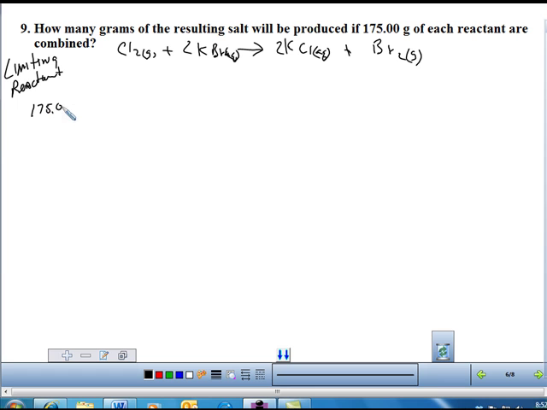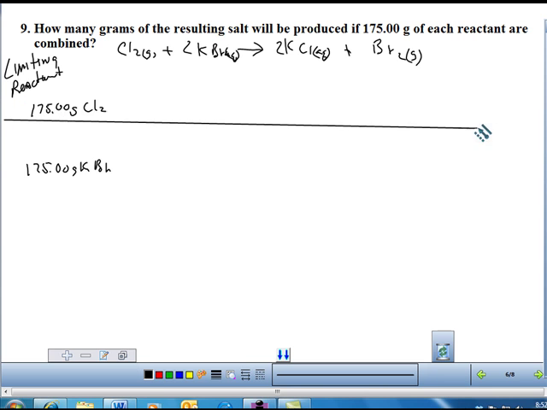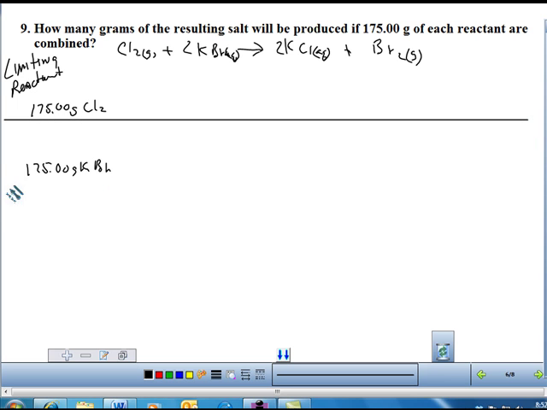175 grams of chlorine and 175 grams of potassium bromide, okay? Now, calculate that out, and we know that to do any kind of conversions through this balanced chemical equation, we're going to have to go through moles. So the first thing we do is convert to moles, okay?